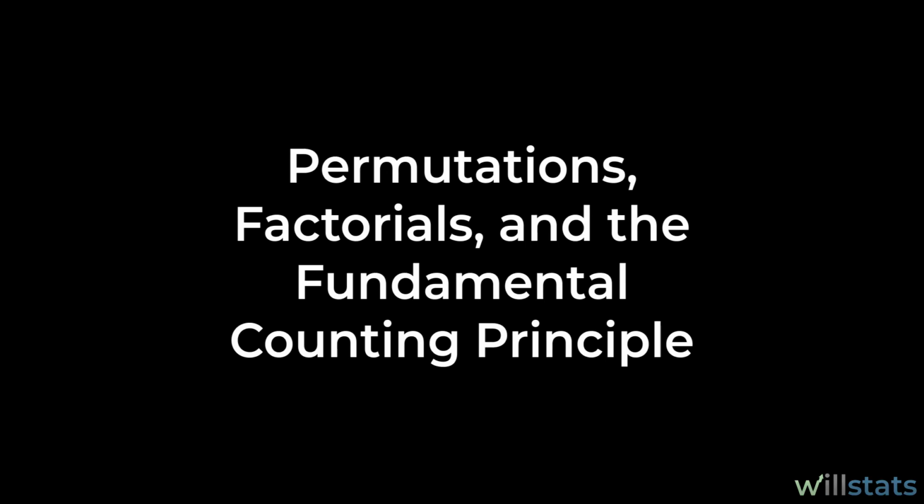In this video, I'm going to go over permutations, factorials, and the fundamental counting principle. The fundamental counting principle states that if we have A ways to do one thing and B ways to do another thing, then we have A times B ways to do both things.